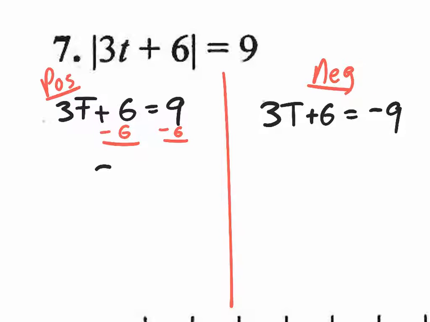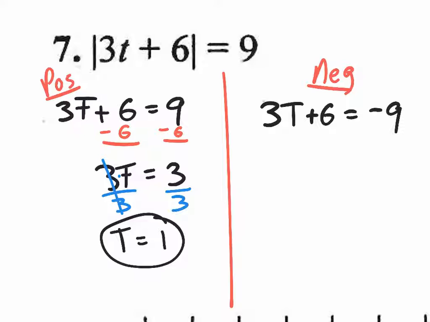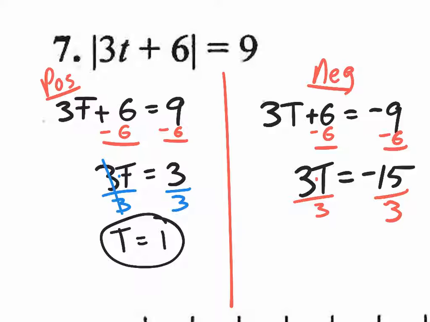You're going to end up with 3t equals 9 take away 6 is 3. So you need to get rid of the multiplication of 3 right in front of the t. So you divide by 3, and t equals 1. So now it's time to solve the negative situation equation. We're going to subtract 6. You're going to have 3t equals negative 15. So you really have 3 times t equals negative 15. You're going to divide by 3, and t will equal negative 5.